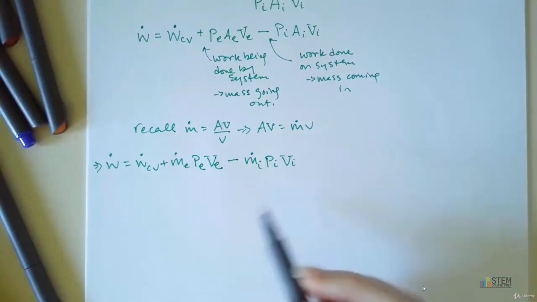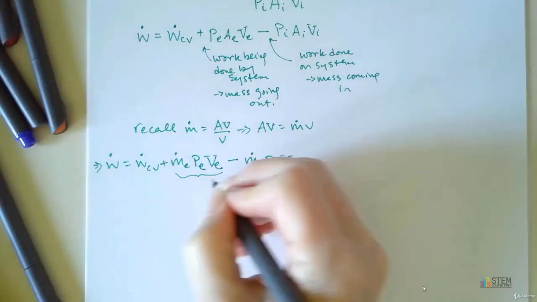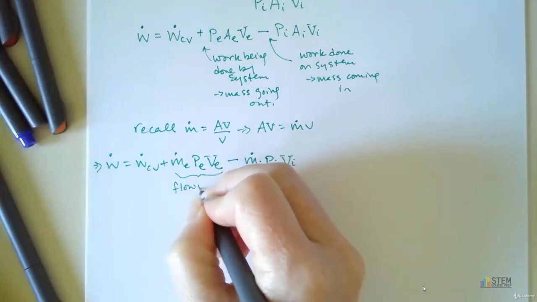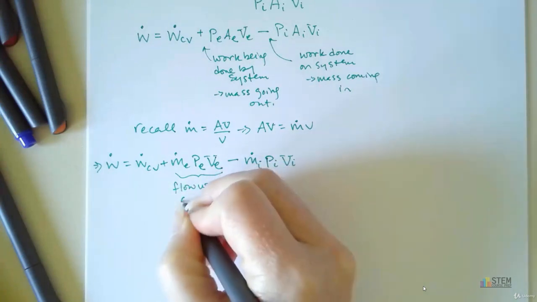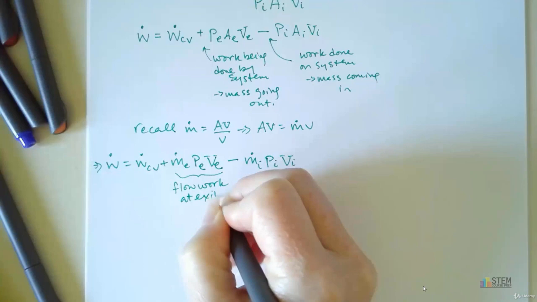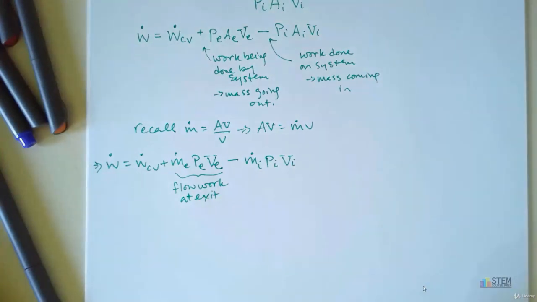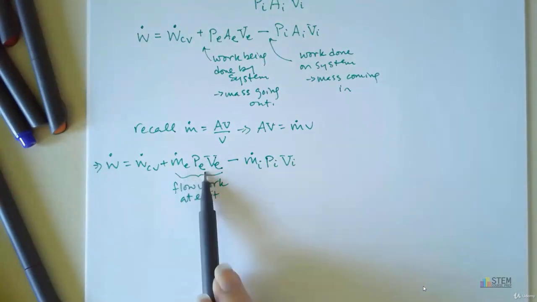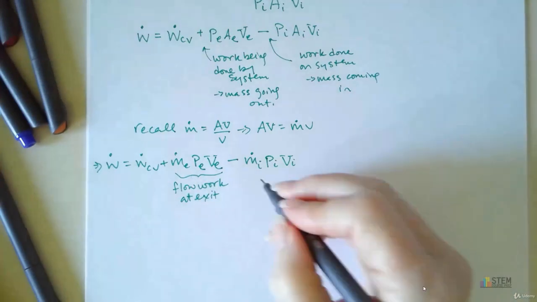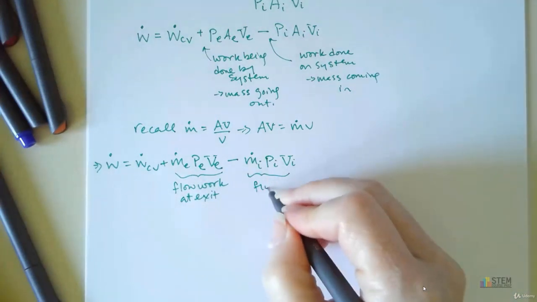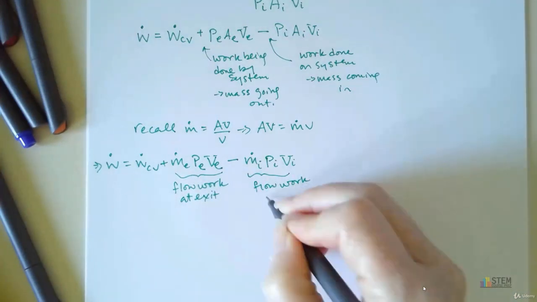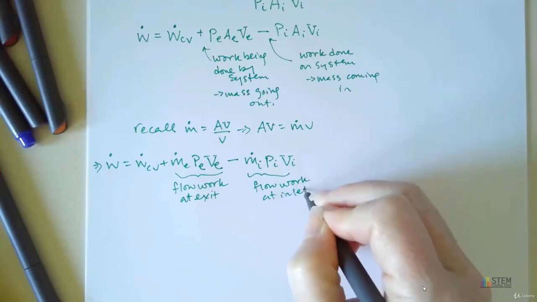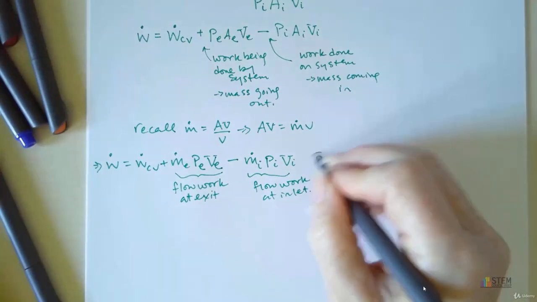Now these terms right here, this one at the exit, this is called flow work. So if you ever hear anybody talk about the flow work is such and such, that's just this product right here. This is going to be what's called the flow work at the inlet. Let's call this equation 2.